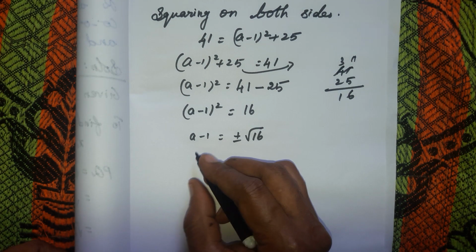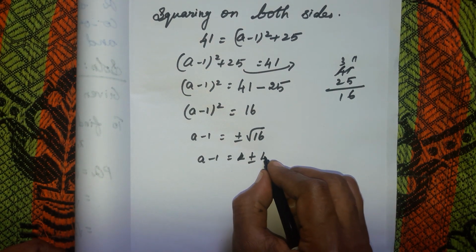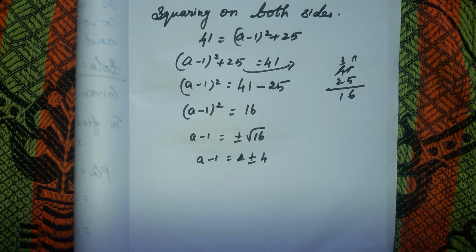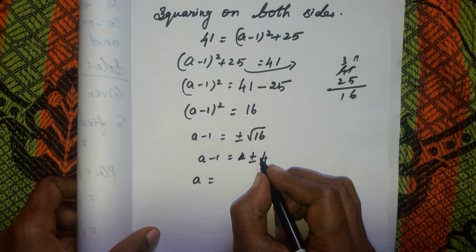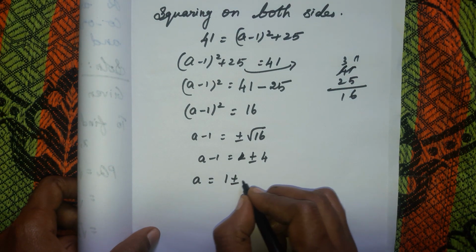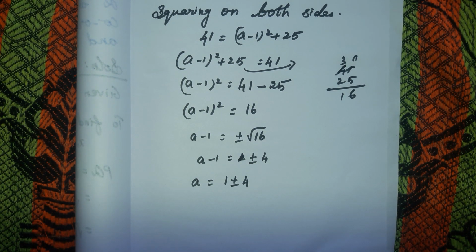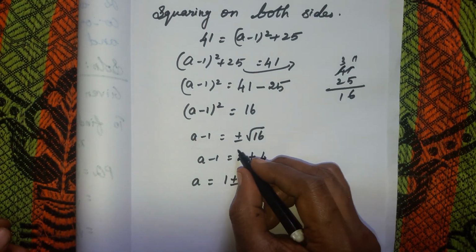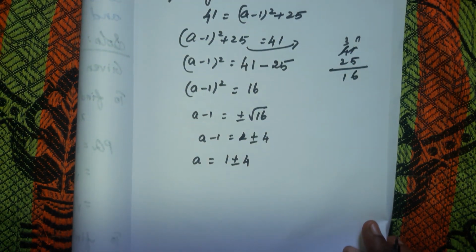Root 16 is equal to 4. So a minus 1 is equal to plus or minus 4. Clear? Next, then a is equal to, if we take minus 1 to that side, what will we get? Plus 1. So a is equal to 1 plus or minus 4. Clear? If minus 1 is taken here, plus 1 will be obtained, like that.